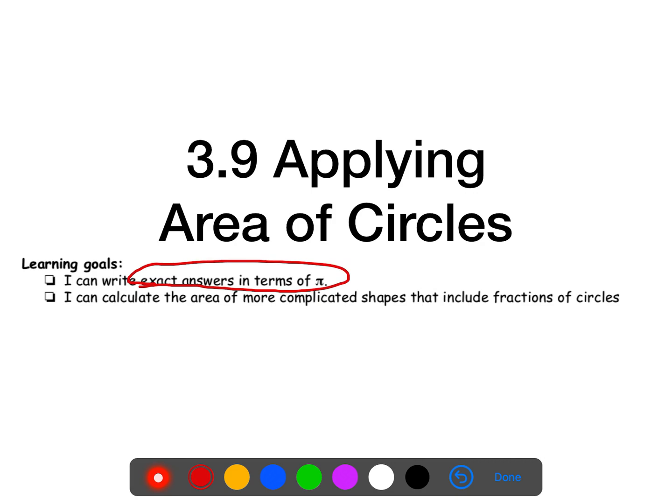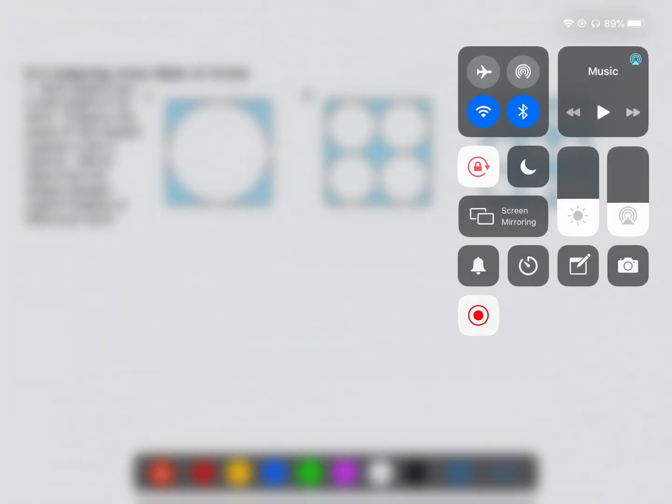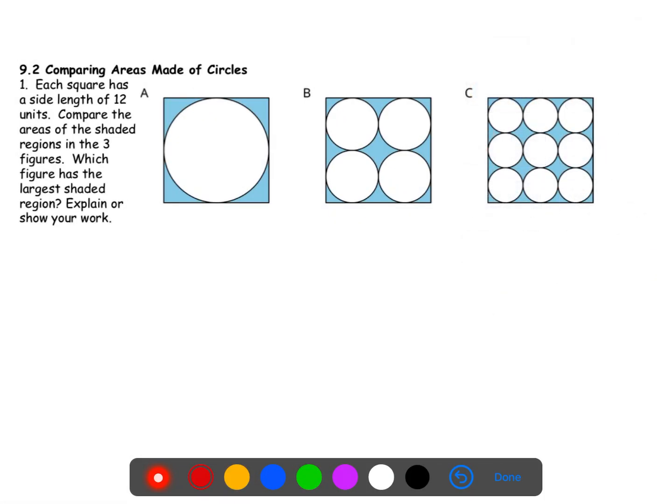Sometimes, though, if we need to be exact, we have to use that symbol because that's the only way to include all the decimal places of pi. So let's take a look at some of those examples that I'm talking about. Here, in today's first activity, it says each square has a side length of 12 units. Compare the areas of the shaded region to the three figures. In the three figures, which figure has the largest shaded region?